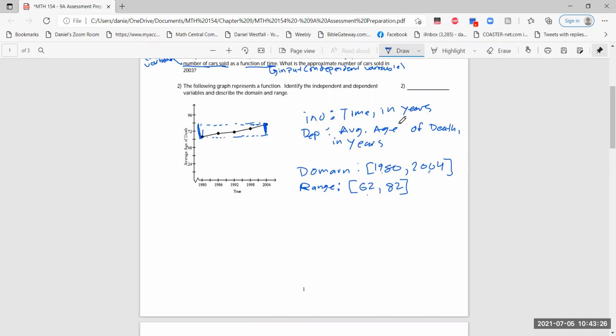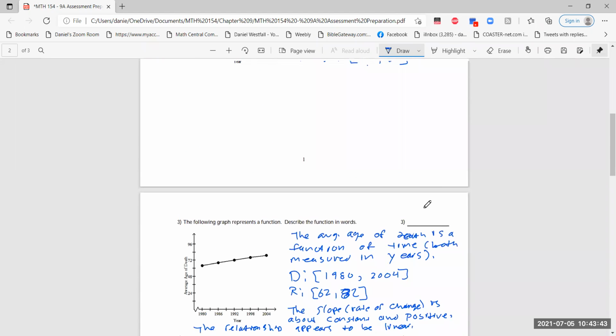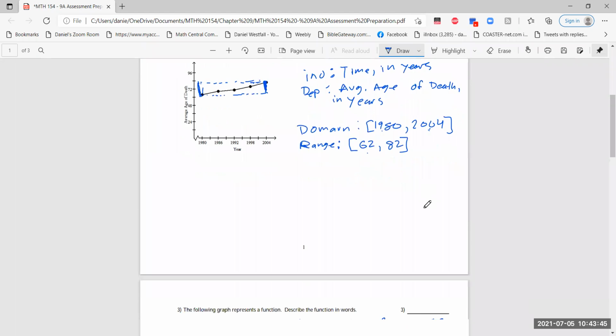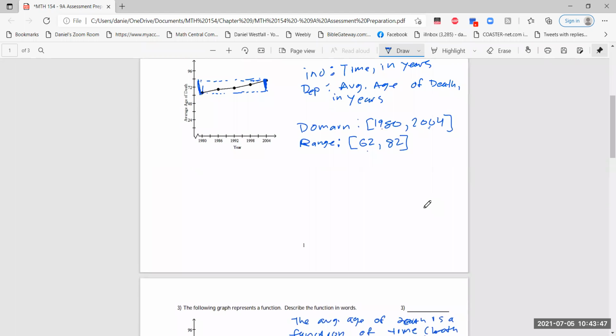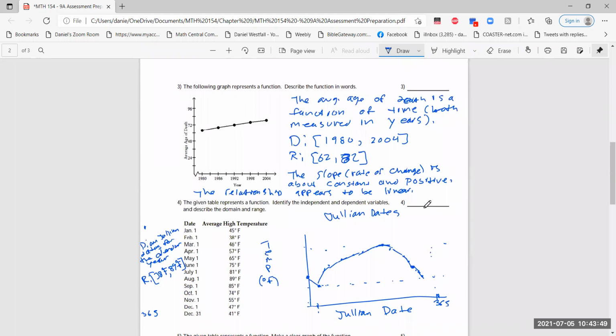So it should be whatever this minimum y value is here, which is about here on the graph. That looks like it's about 60. So I guessed that that's about 62. Could be wrong. Could be closer to like 65 or something like that. But I just took my best guess based off of what I could see.